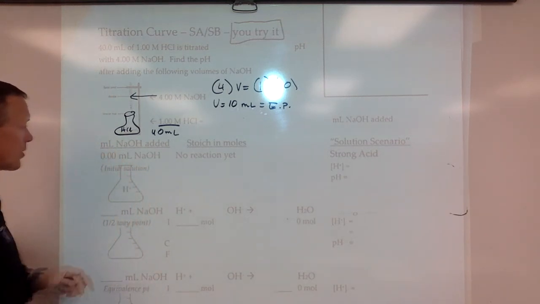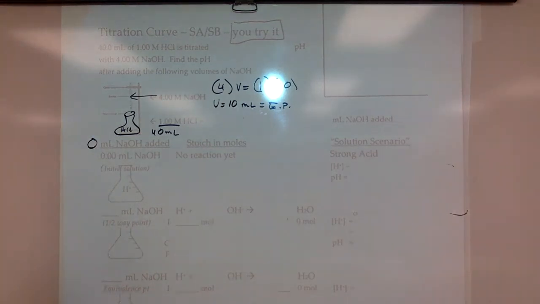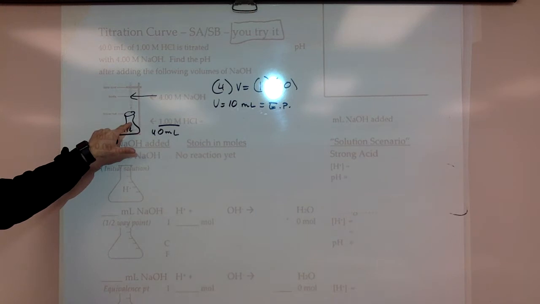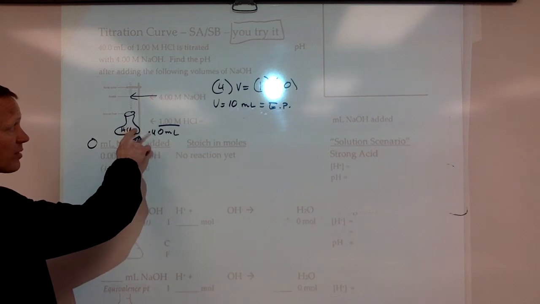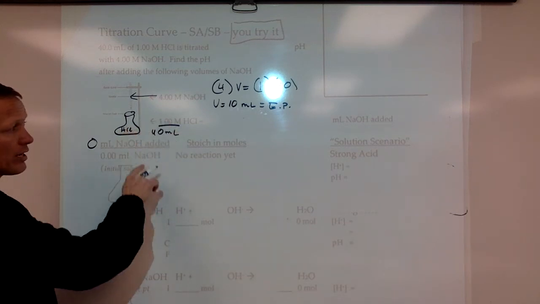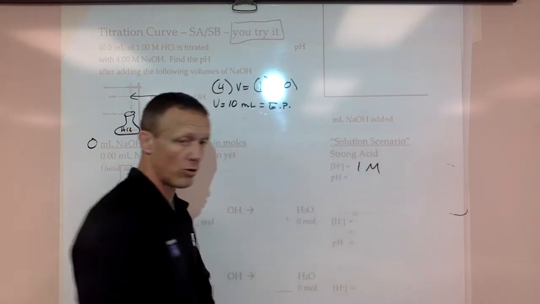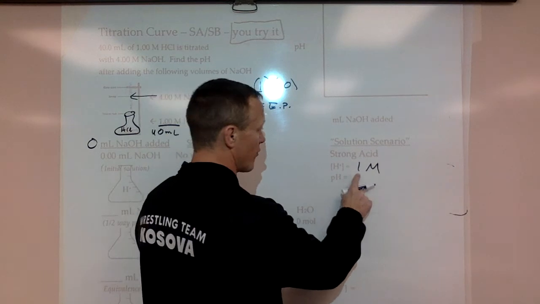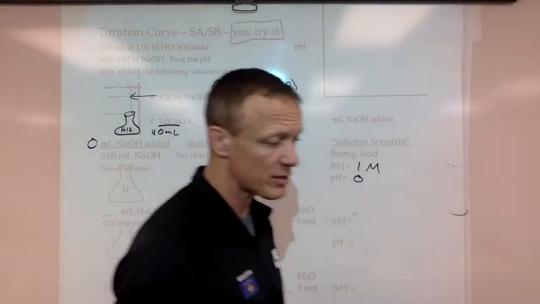So first part of this, when we have added 0 milliliters of NaOH, sorry, I didn't put that in there for you. When we've added no NaOH, what is the pH of this solution? Well, there's no reaction. All we have is some 1 molar HCl. So the concentration of H plus is 1 molar because it's a strong acid, it completely dissociates. Negative log of 1 is 0. Our pH of the initial part is 0.